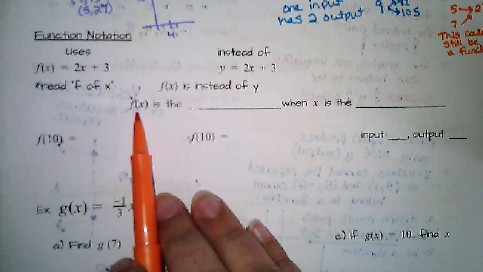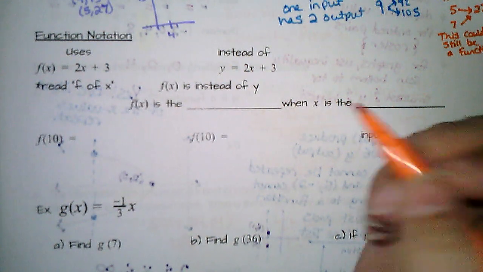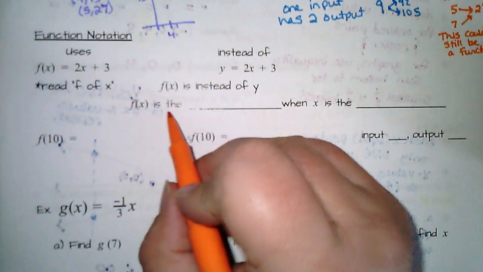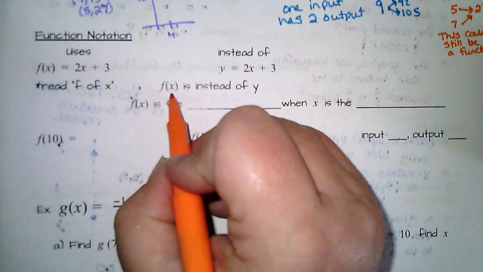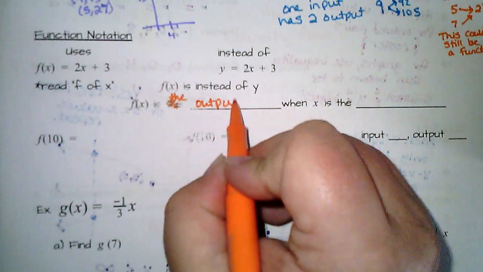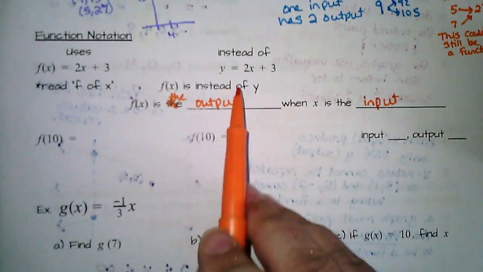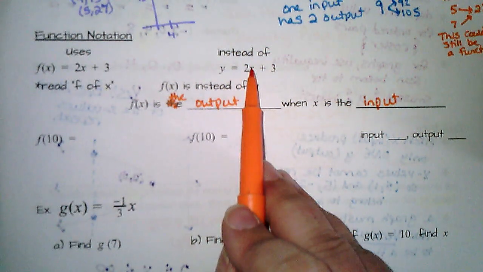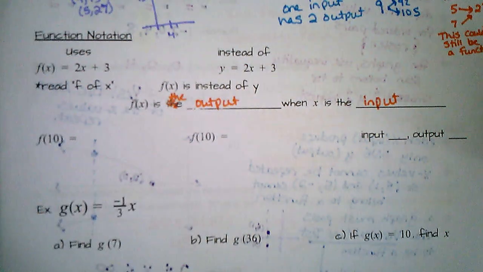Okay? F of x is used instead of y. Oh, f of x is the output when x is the input. Okay, so just like we put a number in here and then we get whatever, we'll put a number in here and get whatever.